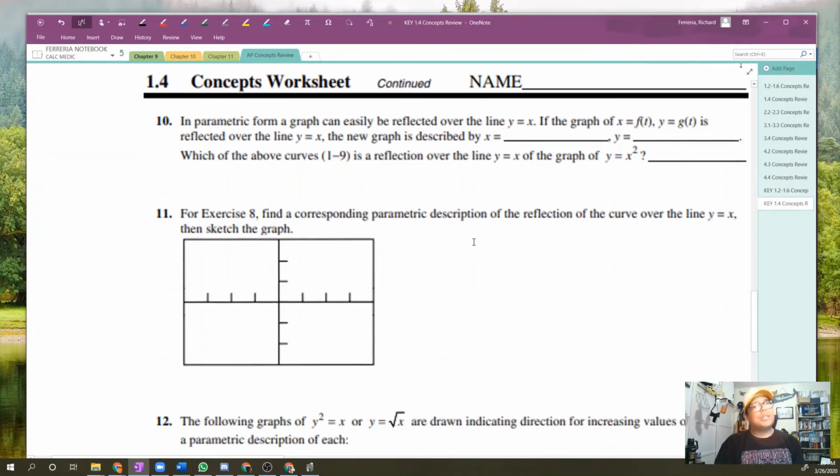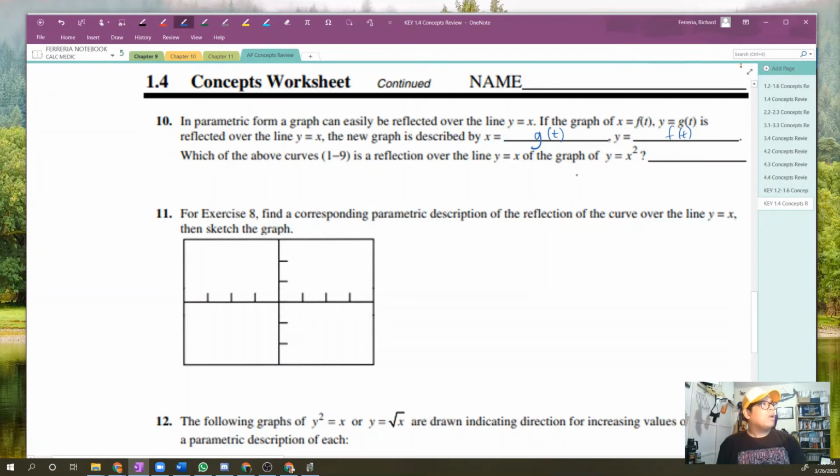Okay, so for number 10, the parametric graph can be easily reflected around y equals x. If the graph is x equals f of t and y equals g of t, then if we were going to reflect it about y equals x, we're taking the x coordinates and making them the old y coordinates. So if the old y coordinates were g(t), the new x coordinates are going to be g(t) as well, and the new y coordinates are going to be f(t).